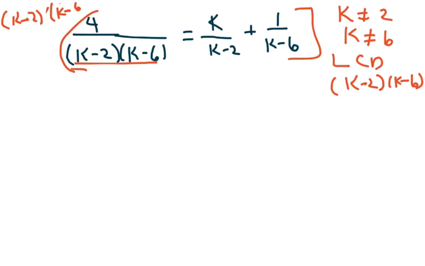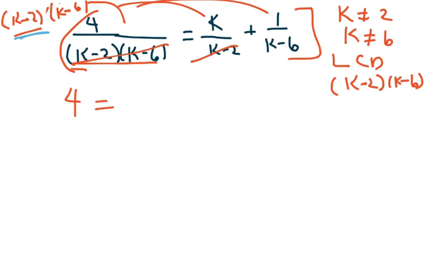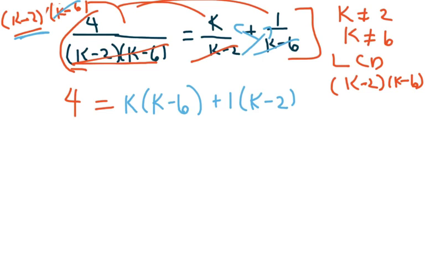And we're going to multiply this by these three. This will cancel and you're just left with 4 equals, this cancels with the K minus 2, so you're left with K times K minus 6 plus 1. This will cancel here, so it's just K minus 2. In this case, kind of what we did was just kind of cross these two. Simplify.